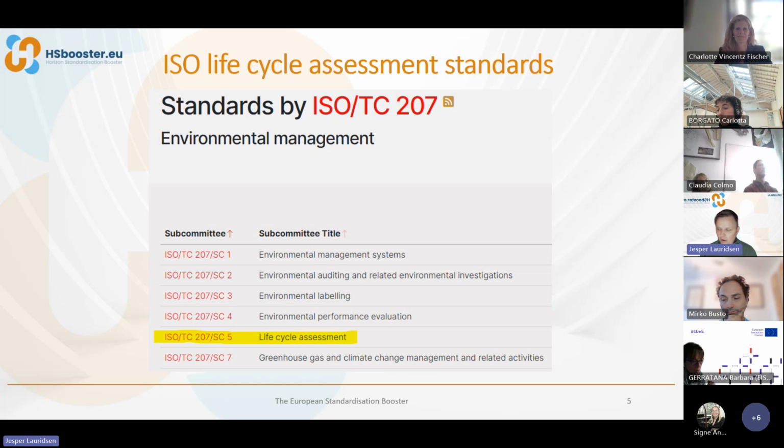Also important for what I'm going to say later is that at the same time, they also started working on the environmental labeling standards. These standards, which are in Subcommittee 3, are very much looked at today in the way we handle green claims and things like that. And that is important. But for now, I'm going to focus on Subcommittee 5 first.